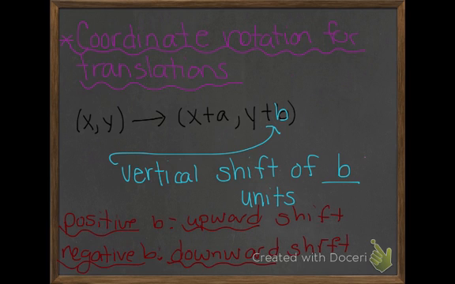So if we add a number to y, say we have y plus 6, then we're going to move our figure up 6 units. And if we subtract a number, say y minus 2, then we're going to move our figure down 2 spaces. Okay, so positives are up or to the right, and our negatives are down and to the left.